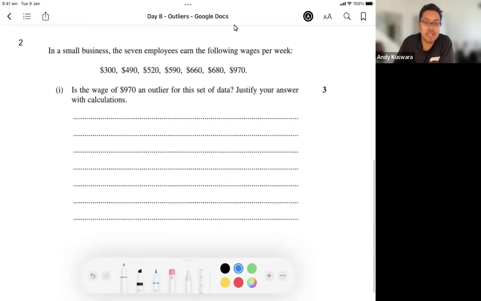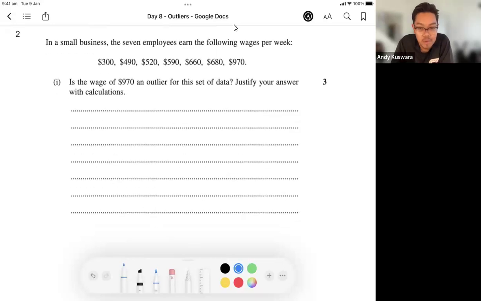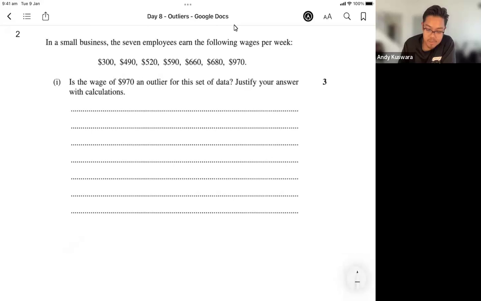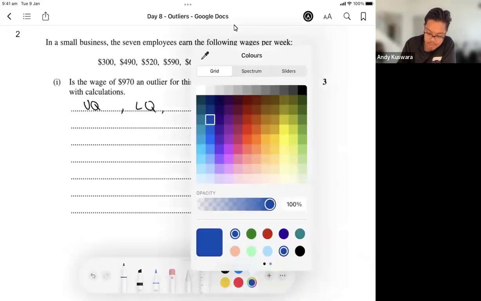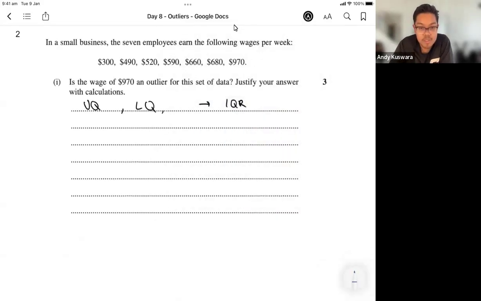Now, for a particular question like this, they don't tell you the upper and the lower quartile. You have to do it yourself. And it says here, is the wage 970 an outlier for this set of data? Justify your answer with calculations. So the first thing that you have to do is find your upper quartile and your lower quartile so you can find the interquartile range. First, we need to make sure that the scores are ordered. In this particular case, you can see here that the numbers are in ascending order, so that is all good to go.